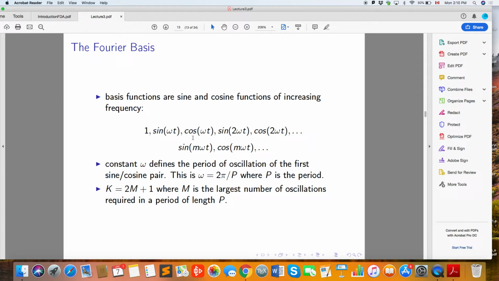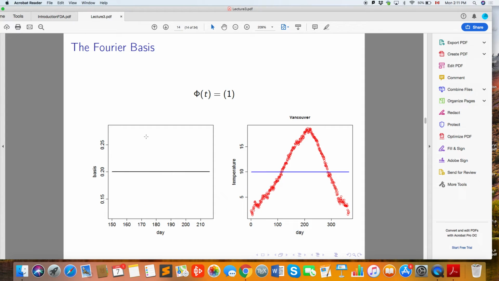And so because in the Fourier basis functions, we always use these pairs of sin and cosine functions, the number of Fourier basis functions will always be an odd number, right? Because it will always be these pairs plus the constant basis function. Okay, so this is the Fourier basis functions.